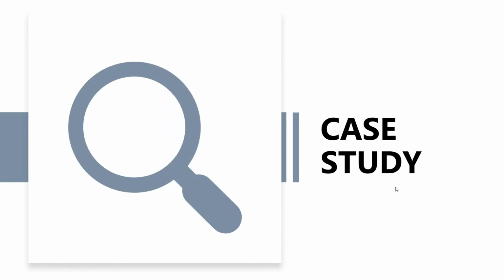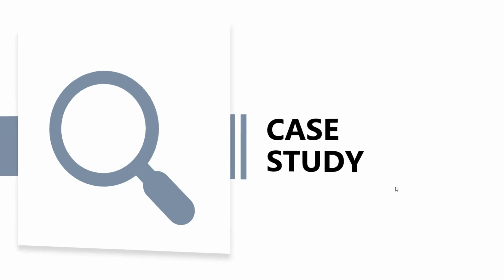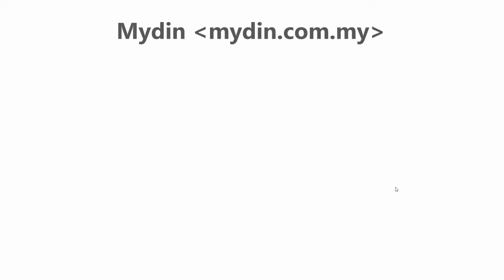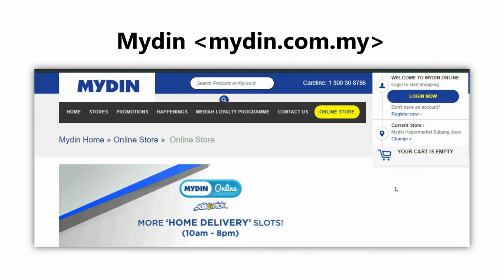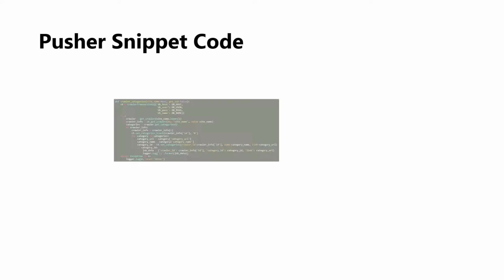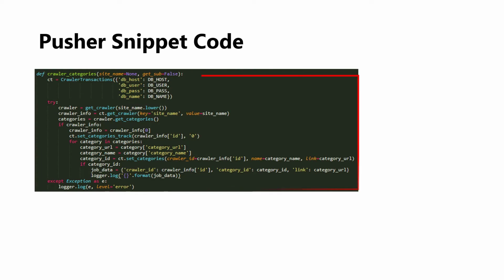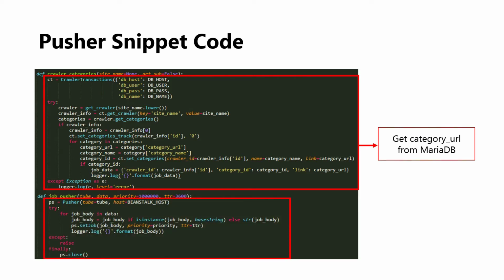For the crawling process, we use MyDin as case study to be crawled and process the data until we get the HTML file. This is the main display page of MyDin that we are going to crawl as case study. This is a snippet for Pusher. It will get category URL from MariaDB and then send it into Beanstalk.